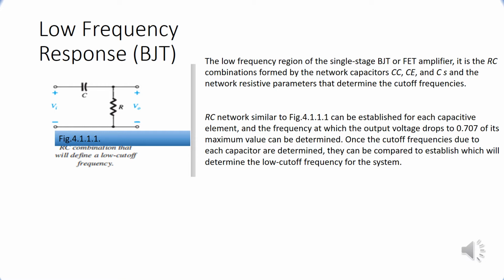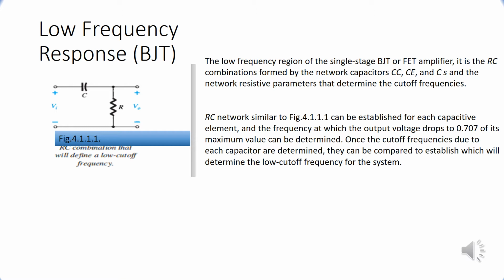So here an RC combination is taken, wherein we are going to study all the effects of the capacitance along with the resistance that are coming in the system network. The capacitors that we are considering are the input coupling capacitor CC, bypass capacitor CE, and output capacitor CS, which is also referred to as an output coupling capacitor. The combination along with the resistive parameters will be determining the cutoff frequencies.